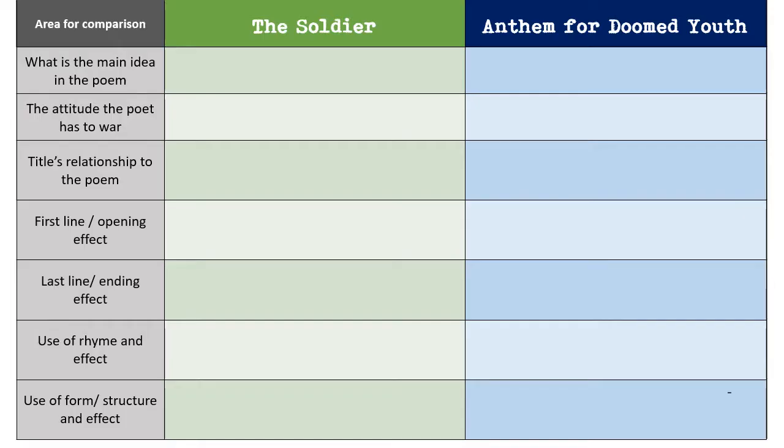So here, this is a table of comparison that you have seen in a previous lesson. As you can see, it's got three columns. The first is the area for comparison column, so the things that you should be thinking about when you're comparing poetry.